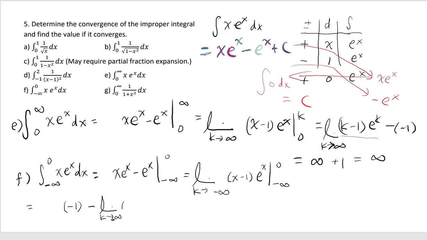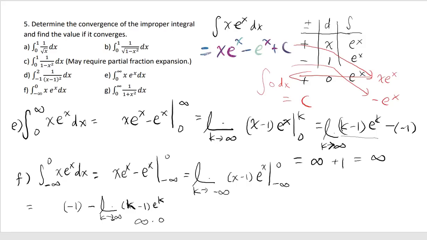x k minus 1 to the e to the k. Well, this time it's harder to do, because if k goes to negative infinity, e to the negative infinity is 0, whereas negative infinity minus 1 is negative infinity. So you really don't know. You basically have infinity times 0, indeterminate. You don't know which is going to be going faster. So we have to use some other methods to determine this.